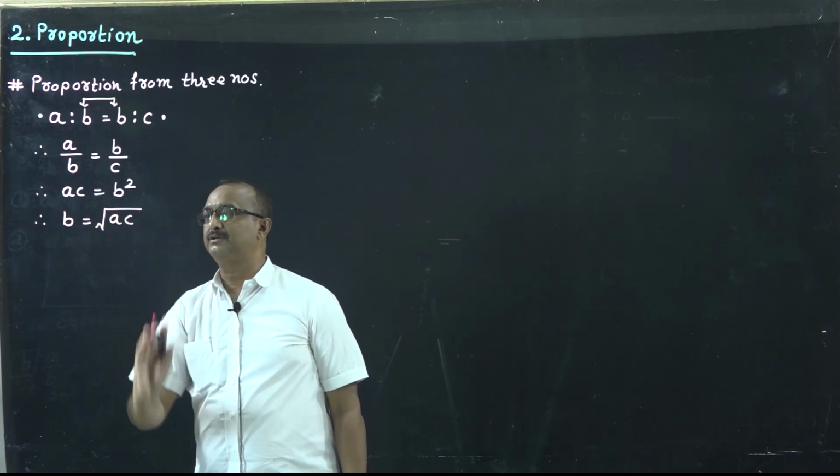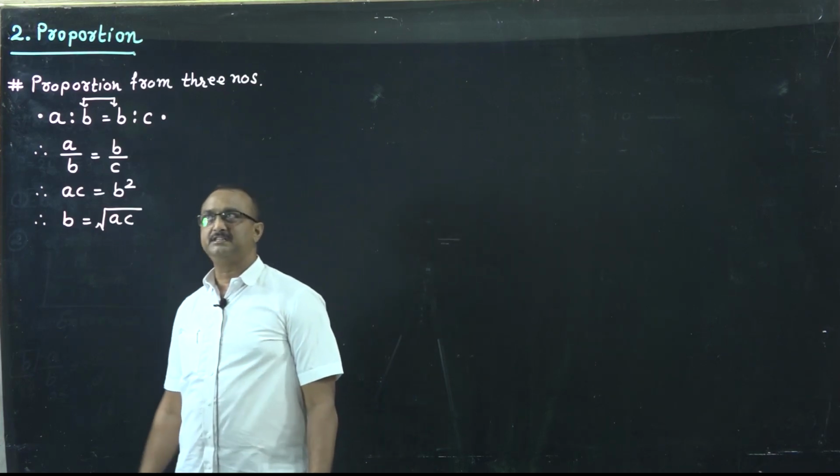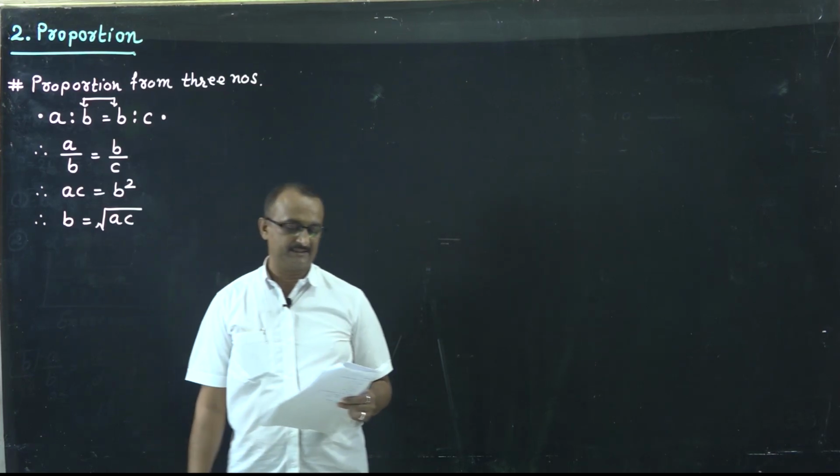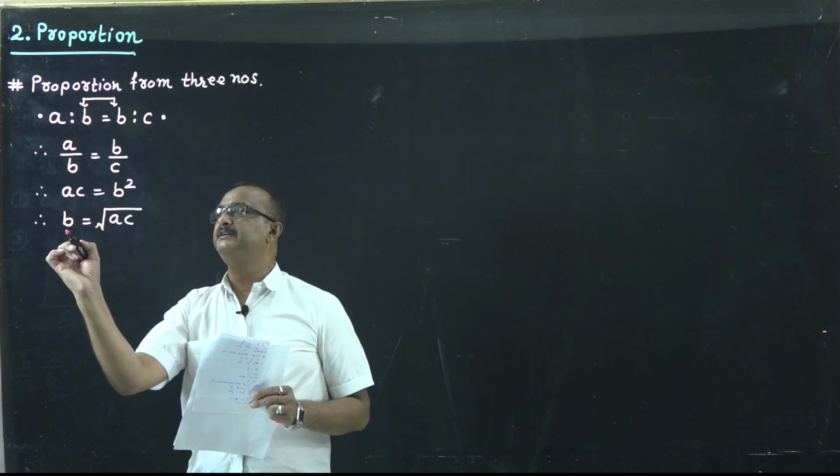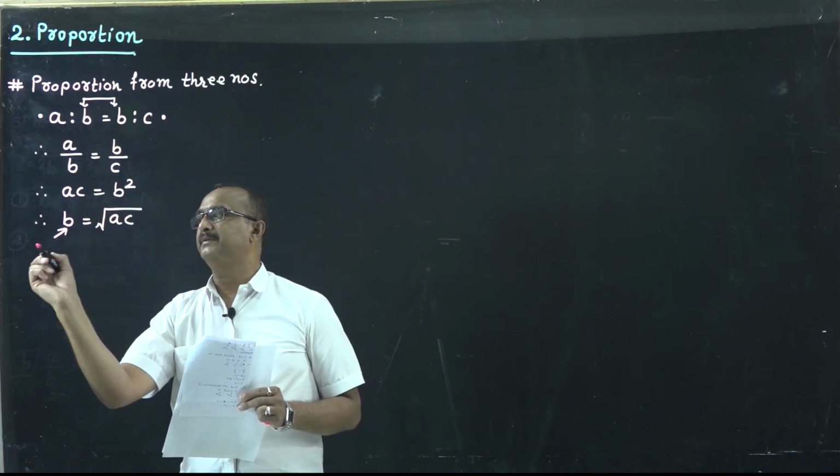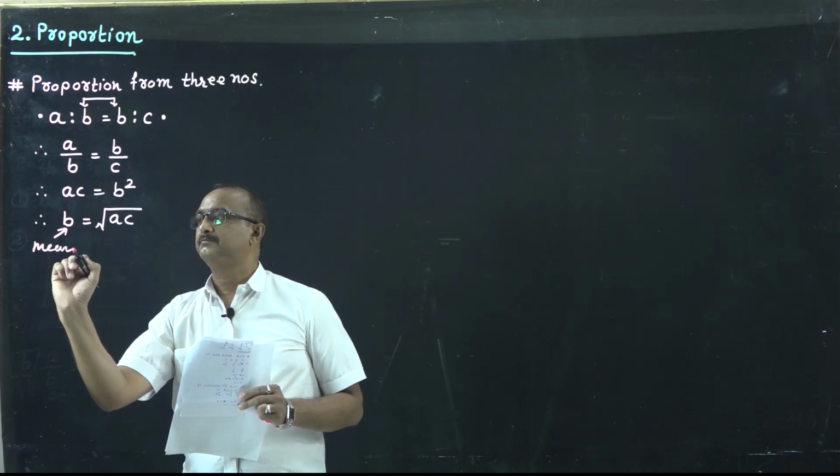If we take the square root on both sides, what happens? B is equals to under root of AC. So it is called mean proportional.